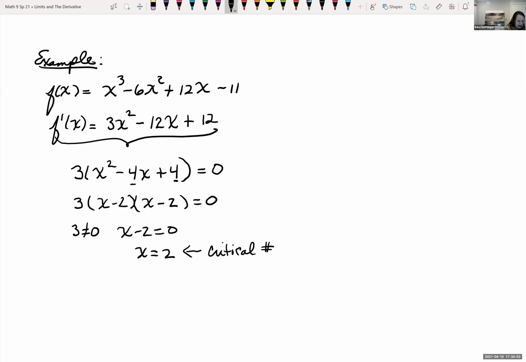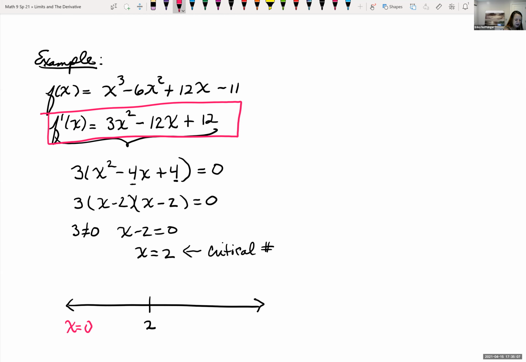And so we're going to put that on the number line, and we're going to test on the left and the right of that critical number. So let's try x equals 0. Plugging it into the derivative, notice we get back our constant 12. So f prime of 0 is greater than 0. It's increasing. So choose a number now that is bigger than 2. So how about 3?